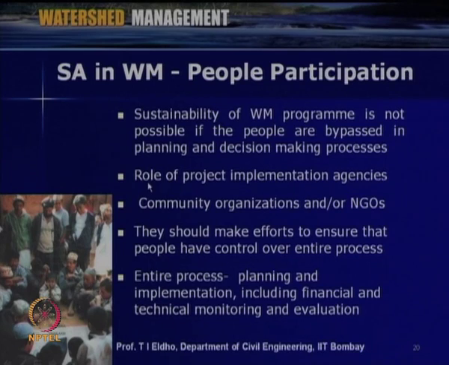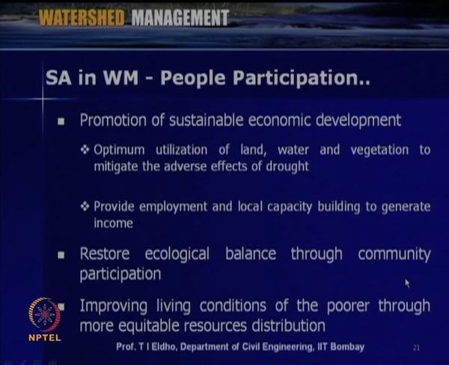Then there is definitely a role for project implementation agencies, but these agencies should interact with the concerned people, and then the particular plan should be made. Community organizations and NGOs also can play a major role. So, these agencies should make efforts to ensure that people have control over the entire process. If you analyze any successful watershed management projects, we can see that when these projects are done like that, the project has succeeded in all senses. So, for the entire process, starting from planning, implementation, including financial and technical monitoring and evaluation, people participation is very important.